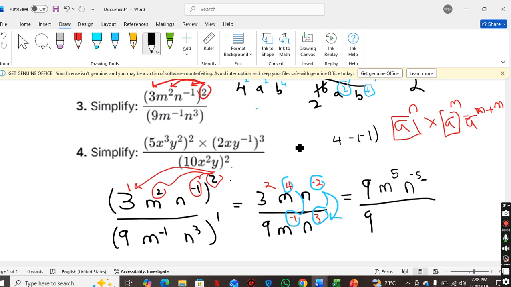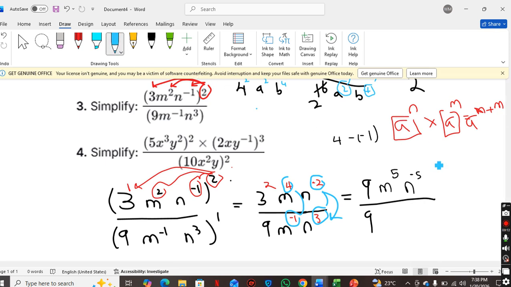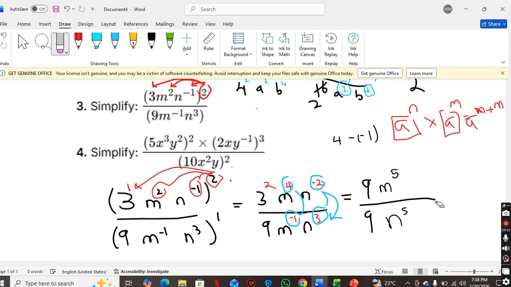So n to the power negative 5. Now, since you can't leave your answer with a negative exponent like that, this n to the power negative 5 is going to have to come down here. When it goes from the top to the bottom, you change the sign of the exponent. So we have n to the power 5. And then we just simplify. 9 divided by 9, that's 1. So our answer is m to the power 5 over n to the power 5.